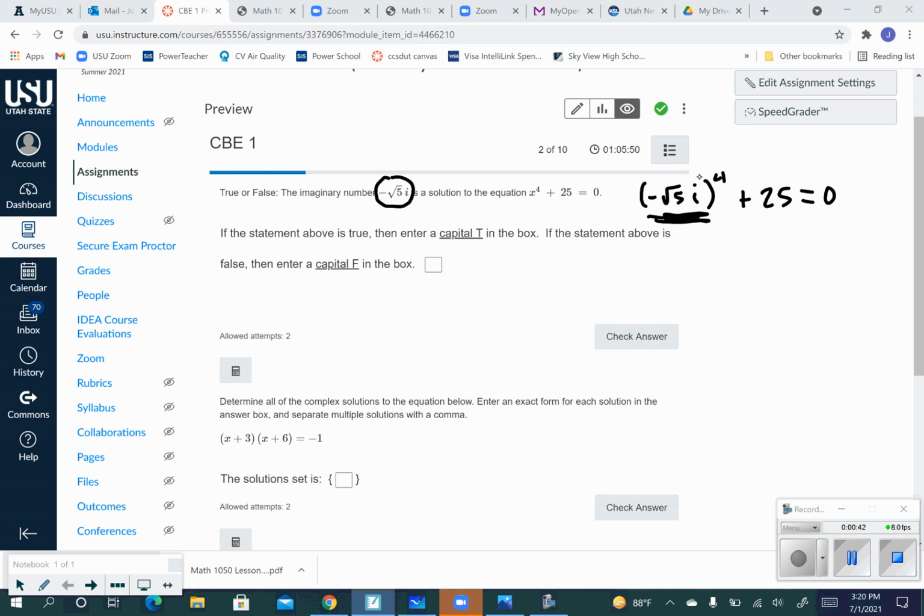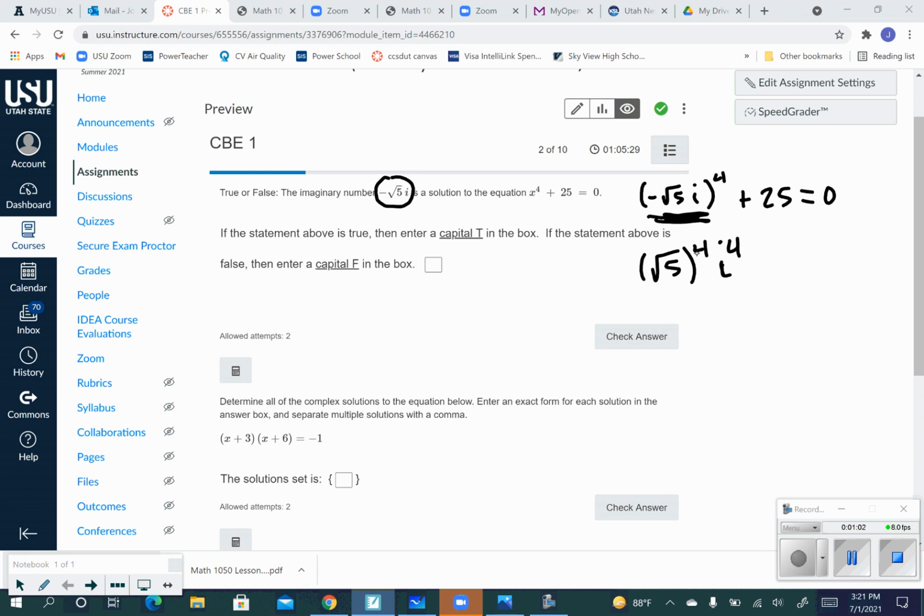So first thing that happens is I'm going to take the negative square root of 5 and raise it to the fourth power. A negative to the fourth power is a positive. So I don't have to worry about the negative, but I'm going to have square root of 5 to the fourth. And I also have to raise the i to the fourth, right? Everything on the inside of those parentheses has to be raised to the fourth power.